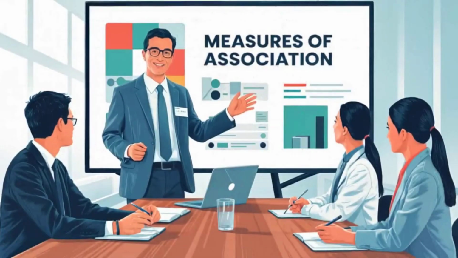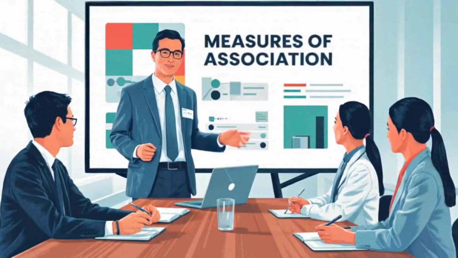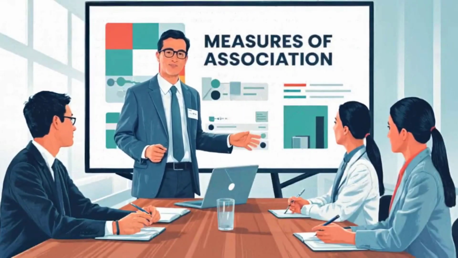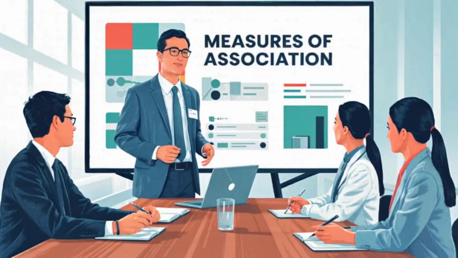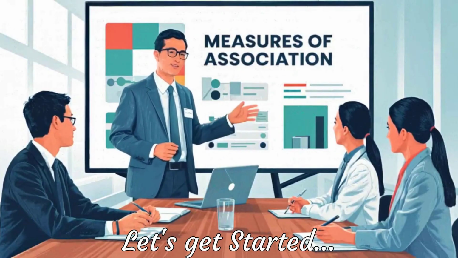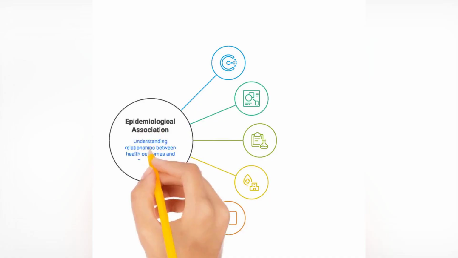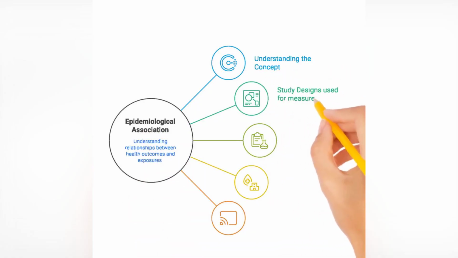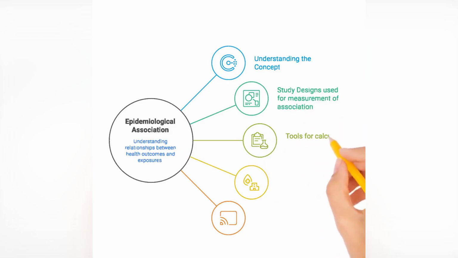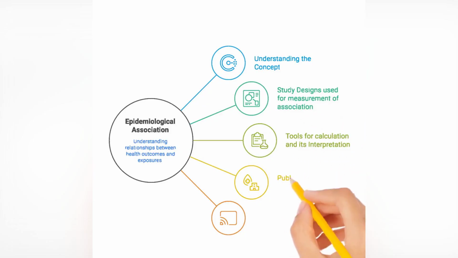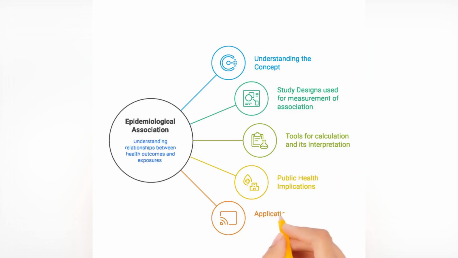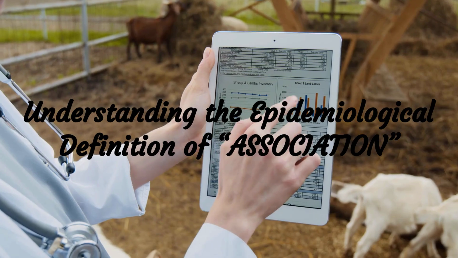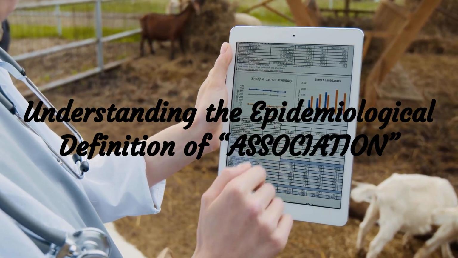In today's video, we're diving into measures of association in epidemiological studies. These are the tools that help researchers figure out whether an exposure truly has a link with a disease. Let's get started. Today's journey takes us from understanding what association means in epidemiology, the study designs used for measurement of association, tools or formula used to measure it and its interpretation, its public health implications, and finally applying these concepts in case scenarios.